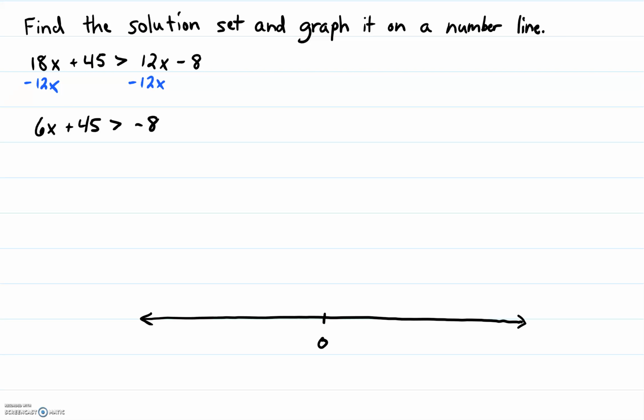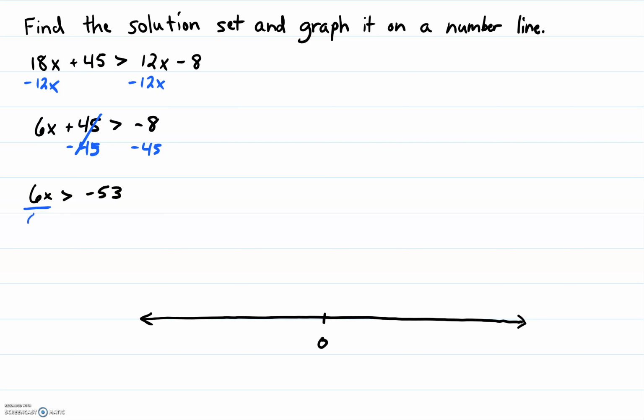And so let's go ahead and get the term with the x completely isolated. So I'm going to subtract 45 from both sides. Of course, that's going to cancel out. So now we have isolated the 6x on the left-hand side. And negative 8 minus 45 is going to give us negative 53. And so now we need to divide both sides by 6.